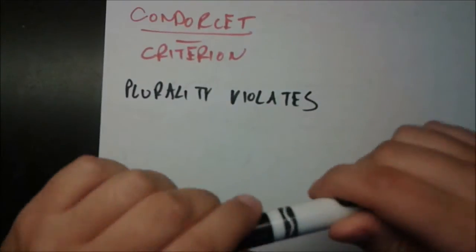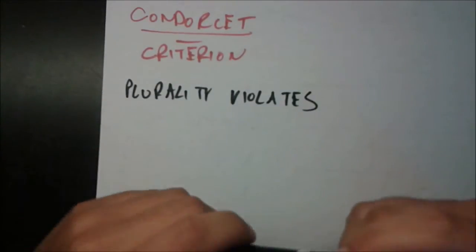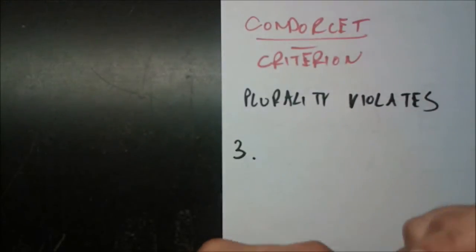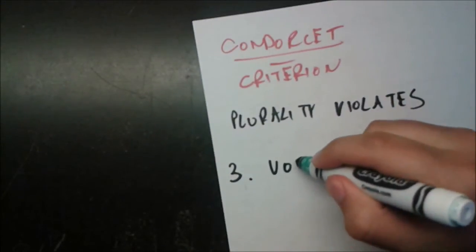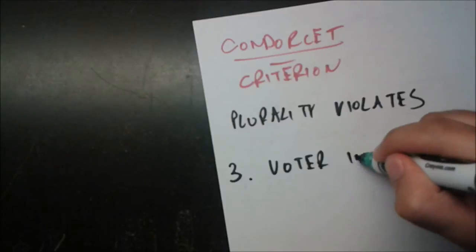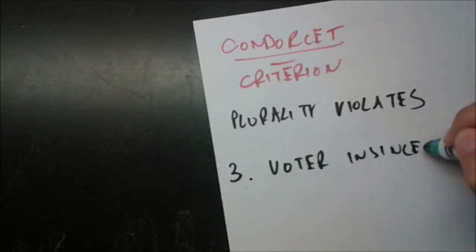And what is the last shortcoming of this method? This is probably the most important shortcoming. And this is called voter insincerity.